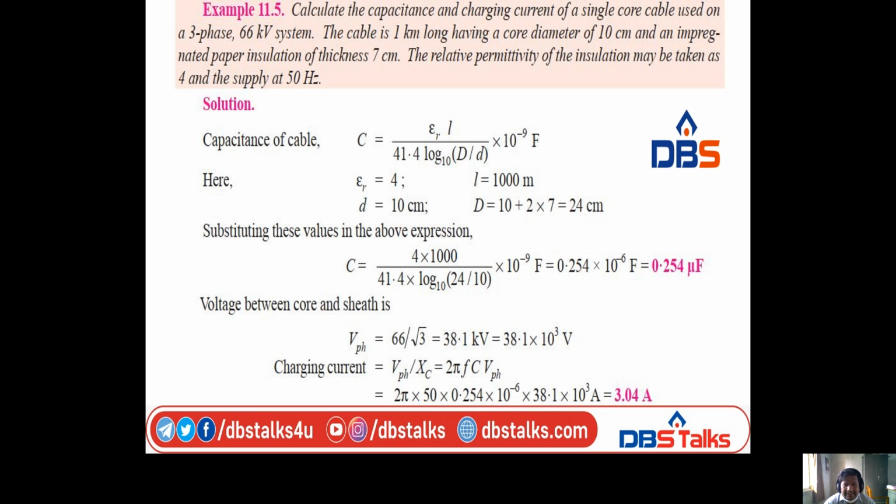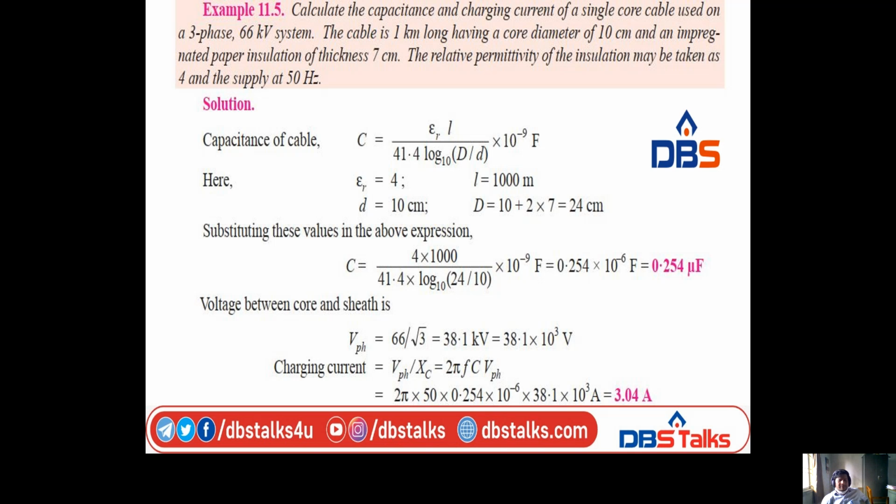Calculate the capacitance and charging current of single core cable used on 3-phase 66 kV system. The cable is 1 kilometer long, having a core diameter of 10 centimeter and an impregnated paper insulation thickness is 7 centimeter. The relative permittivity of insulation may be taken as 4 and the supply at 50 Hz.